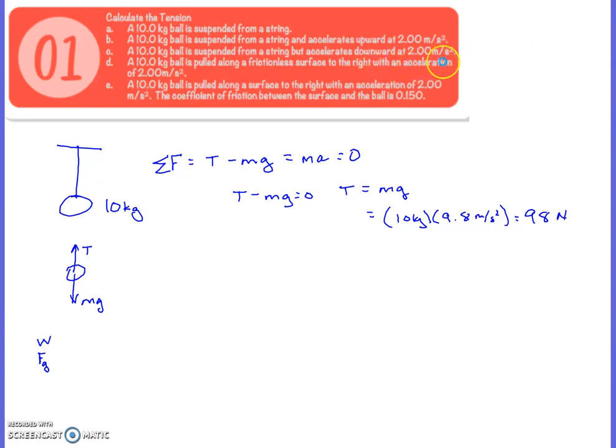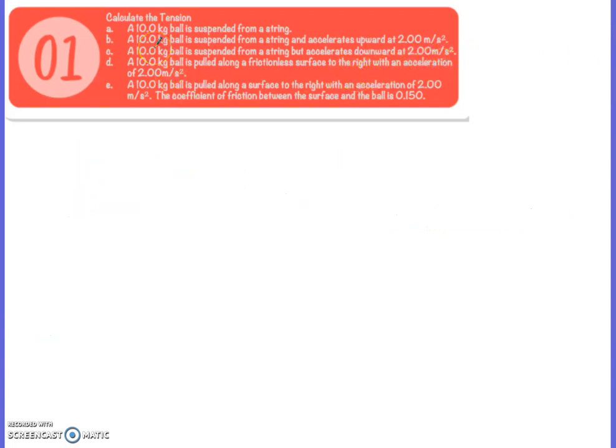So the next example, that was A. Example B, a 10 kilogram ball is suspended from a string, but it's accelerating upward. And so, somebody's holding this string and accelerating this ball upward. So if I do a free body diagram, I have mg downward, but since it's accelerating upward, I know that that upward force, the tension, is going to be bigger than the gravitational force. So if I do a sum of the forces equation, forces acting on the ball, again, I get tension minus mg equals ma, and now this is not 0.